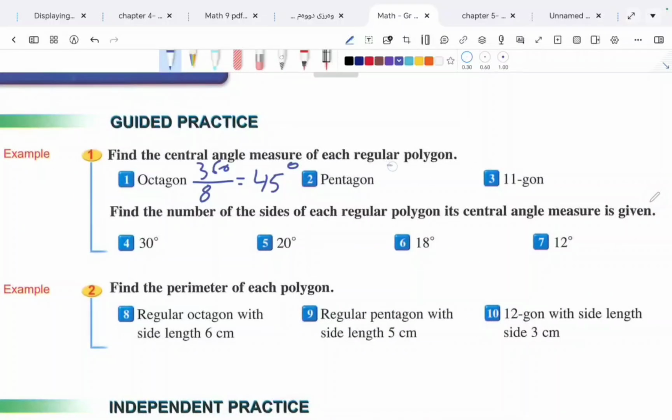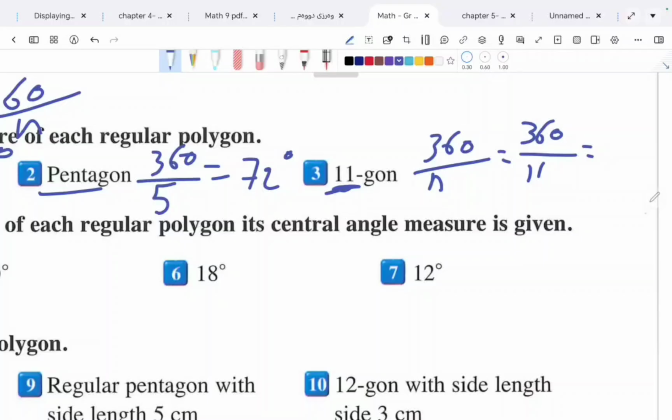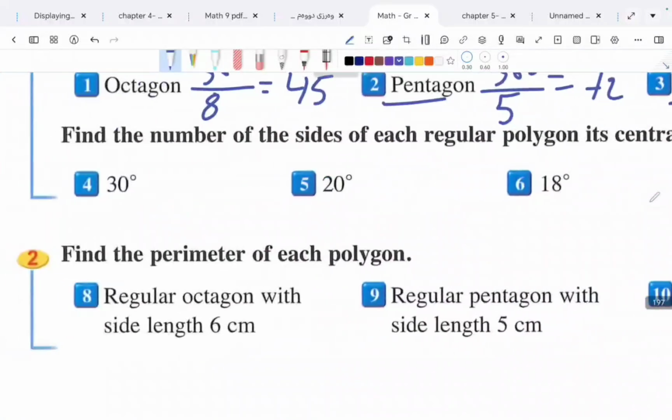Pentagon, it will be 360 divided by 5. Okay, n equals what? So the rule is 360 divided by n. N is pentagon, it's 5. That's why it will be 72 degrees. 11-gon, 360 divided by n. N equals what? It is 11. So 360 divided by 11, when you divide them, it will be 32.7 degrees.